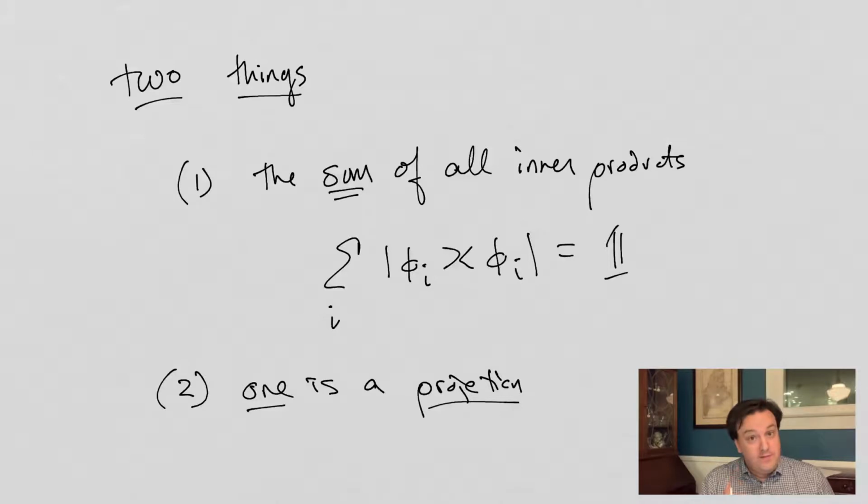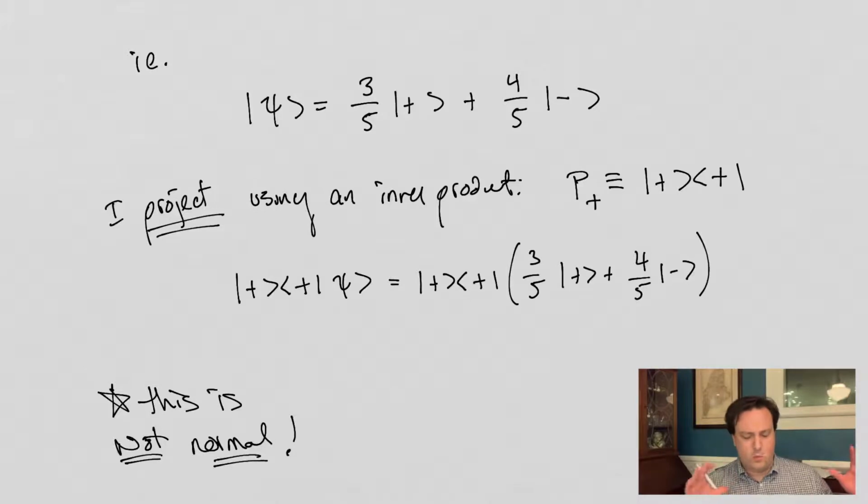But if I take just one of those outer products, well, that's really a projection. So let's do an example. Why is that one term a projection? Let's go back to a two-state system, spin up and spin down. I have 3/5 up plus 4/5 down, and I think that's normalized. I'm going to take the outer product corresponding to the spin up state and act that outer product onto my psi. On the right-hand side, that means acting the outer product onto the 3/5 up plus the 4/5 down.